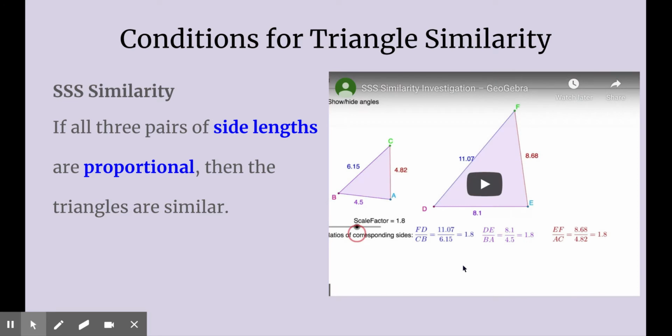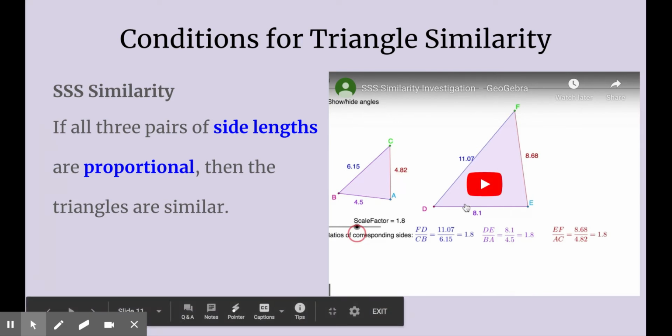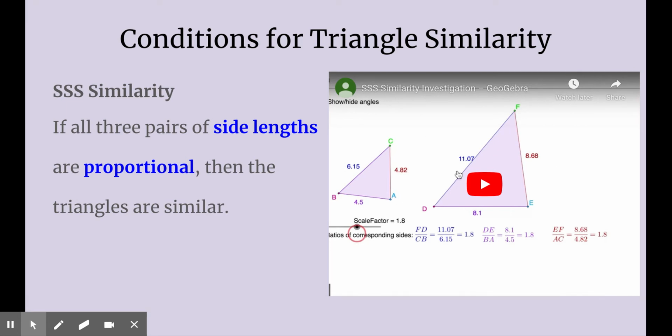Here's the statement for the SSS condition for triangle similarity. If all three pairs of side lengths are proportional, meaning related by the same scale factor, then the triangles are similar. The way we can recognize this is if we take the side lengths for one triangle and the corresponding side lengths in the other triangle, and when we divide a side length by its corresponding side length in the other triangle, if we always get the same scale factor, we know for sure that those triangles are similar by SSS similarity.